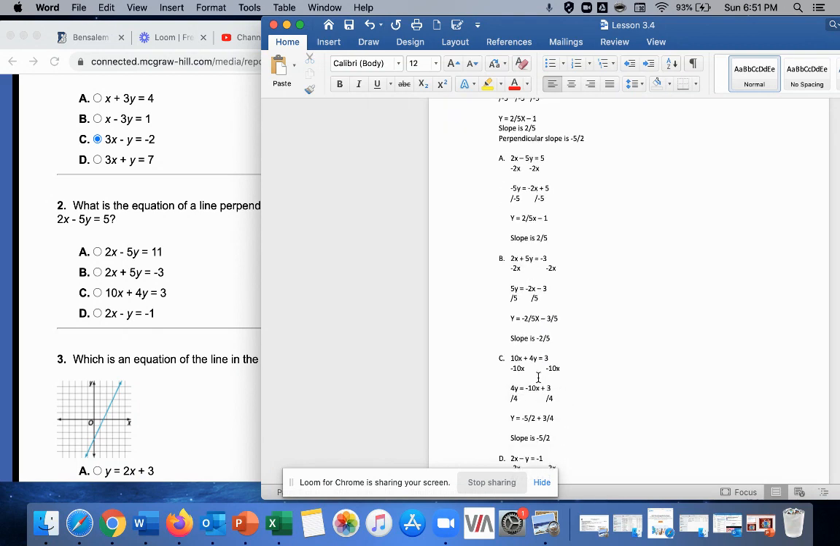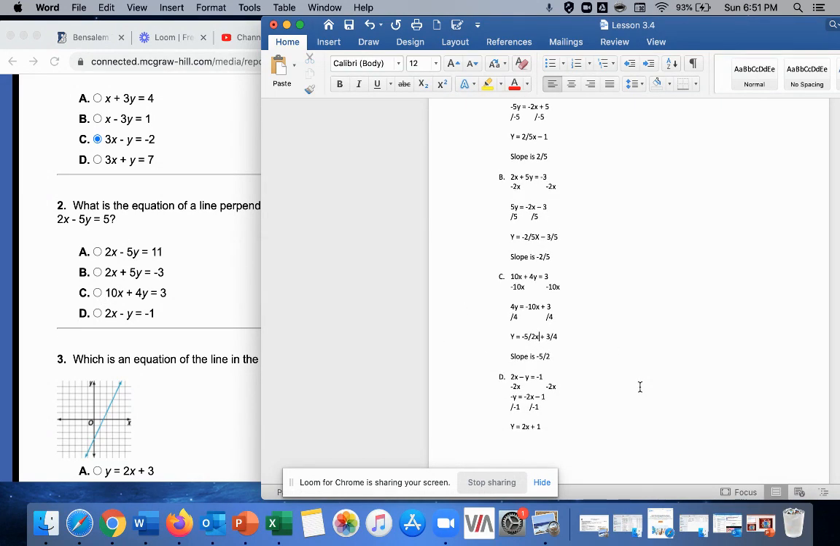For this one, 10x plus 4y equals 3. Subtract 10x from both sides: 4y equals negative 10x plus 3. Divide by 4 on both sides: y equals negative 5/2 x plus 3/4. The slope is negative 5/2. That should be our correct answer.